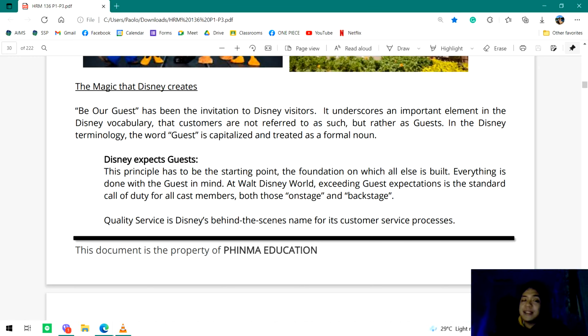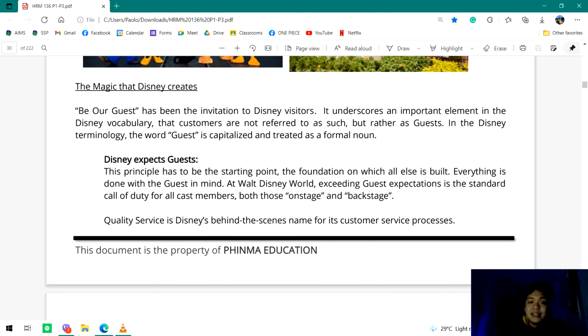And yon, Disney expects guests dahil doon, this principle has to be the starting point, the foundation upon which all else is built. Everything is done with the guest in mind. Lahat ng mga gagawin, lahat ng yung buong disenyo ng operations ng Disneyland is all about the perspective of the guest. Kung papaano mararamdaman ng ating mga customers or ng ating mga guests na sila ay special and we treat them as special people or people that we want to have fun and to relax na wala silang kailangang isipin na kahit ano.